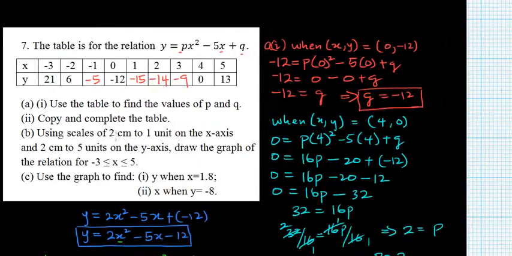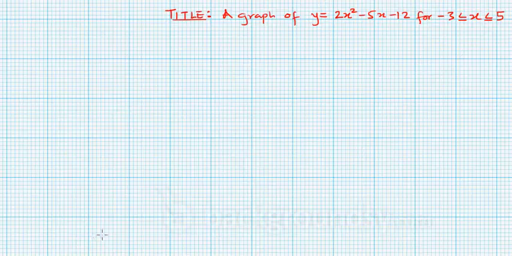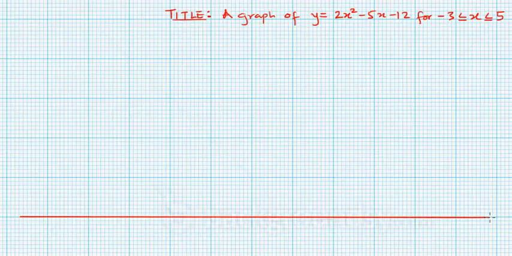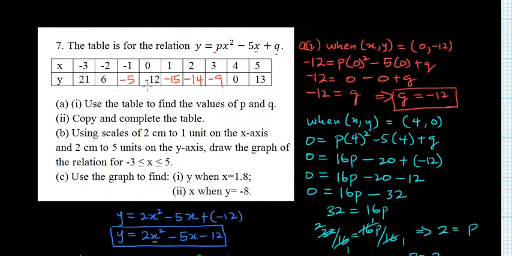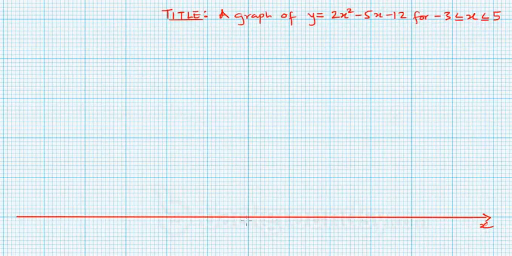So we're told to use scales of 2 centimeters to 1 unit on the x-axis. Let's take our x-axis as this. Now for the y-axis, we were told to use 2 centimeters for 5 units on the y-axis.